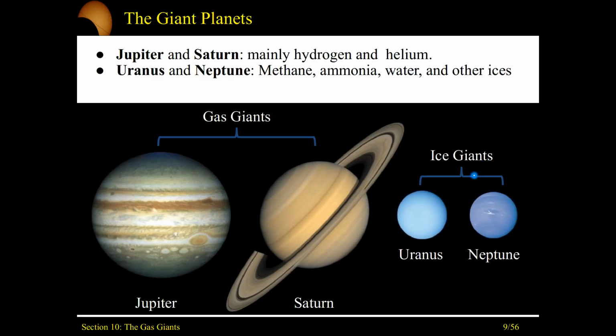Now jumping over to the ice giants, the reason we call them ice giants is because the materials that you find on them, methanes, ammonias, waters, here on Earth, those would be in a liquid state. But because of how cold and how distant these planets are, these will turn into icy materials. You'll have clouds of methane and ammonia on these two planets, the ice giants.